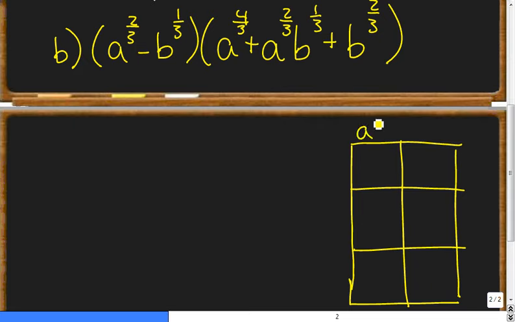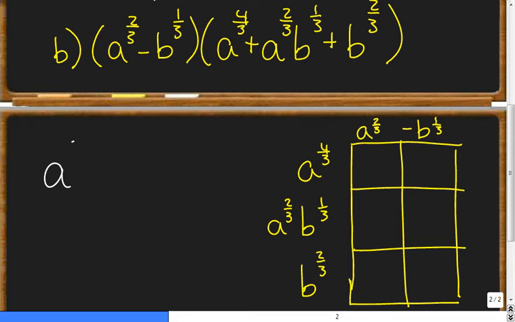Notice we're going to have a to the 2/3, and this is a negative b to the 1/3. So remember, pay attention to that. That's important. Then we have a to the 4/3, a to the 2/3 b to the 1/3, and b to the 2/3. Well, now we can go ahead and combine these. a to the 2/3 and a to the 4/3, we add the exponents. 2/3 plus 4/3 makes 6/3. This actually makes a squared.